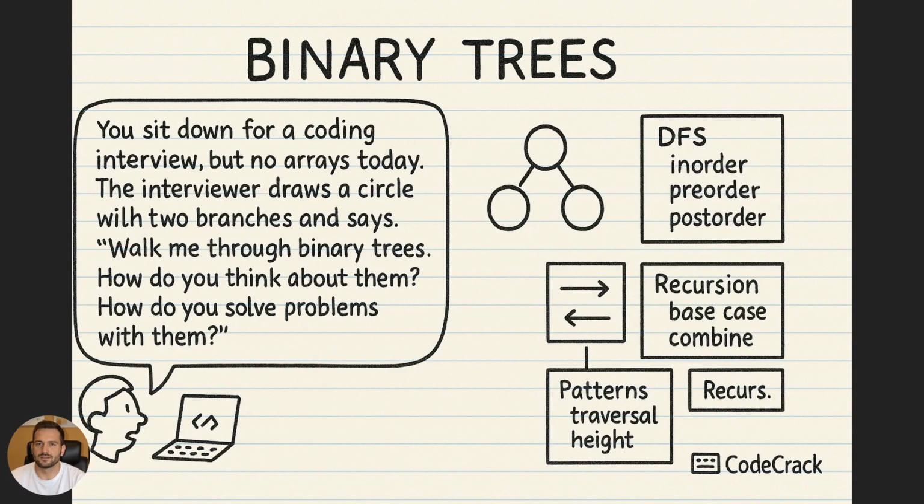Hi, engineers. You sit down for a coding interview, but no arrays today. The interviewer draws a circle with two branches and says, "Walk me through binary trees." How do you think about them? How do you solve problems with them? Let's make this simple and memorable.